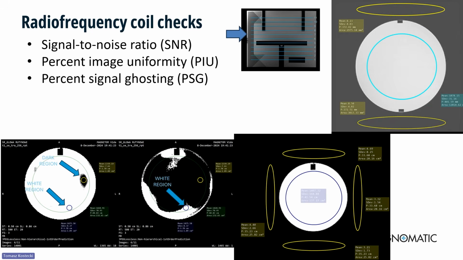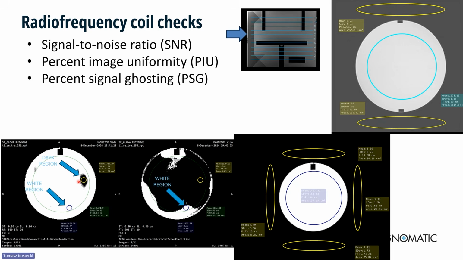The next group of annual tests is the radio frequency quality checks. A useful practical point is that signal to noise ratio, percent image uniformity, and percent signal ghosting can all be evaluated on the same central uniform slice. In the Pro-MRI ACR Phantom workflow, this is usually slice 7 of the ACR T1 series. The slice is the same, but the ROIs and the purpose of each measurement is different.